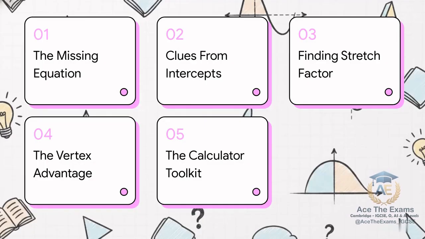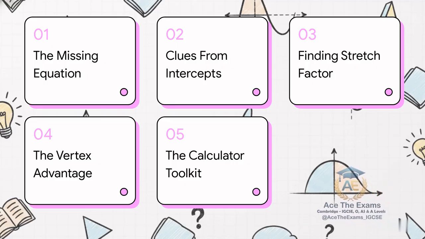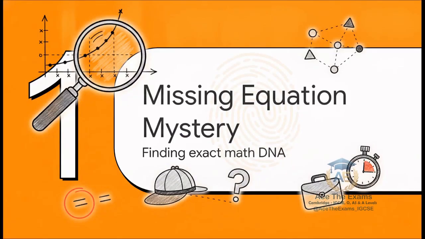So, here's our game plan for today. We're going to kick things off with the missing equation mystery, then we'll follow the clues from the intercepts. After that, we'll figure out how to find the stretch factor, explore the vertex advantage, and finally, we'll open up the calculator toolkit. Okay, part 1, the missing equation mystery.